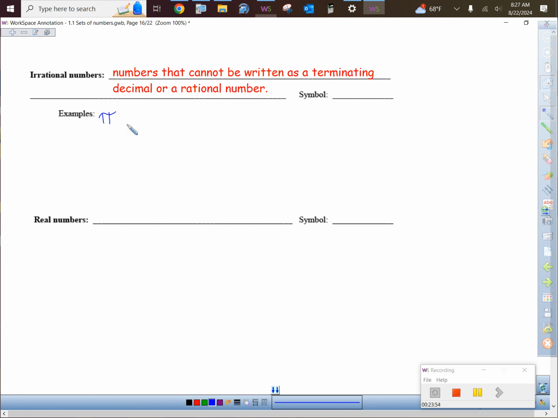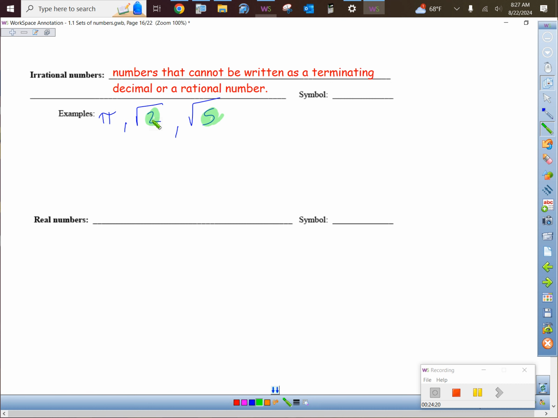Here's another one. Square root of 2. The square root of 2 is irrational. And I'll give you one more. The square root of 5. Tell me why they're irrational about these numbers I'm highlighting in green. What are those numbers in green? They are not perfect squares.